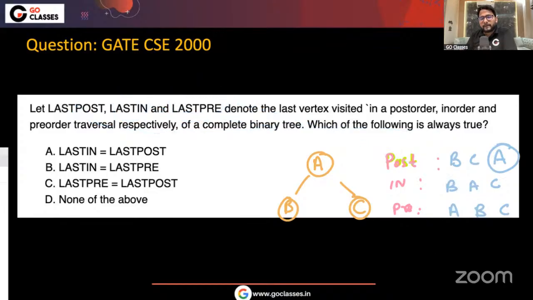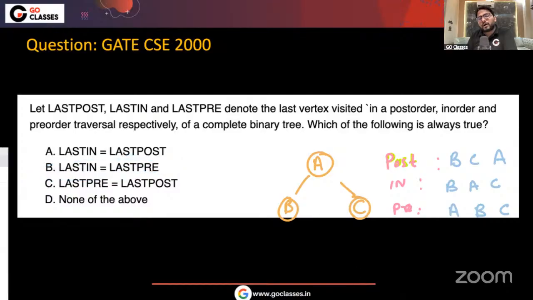Now they are saying, which of the following is true? See, it seems like last in and last pre are the same, right? Last post is not the same. So A and C are not correct. Maybe B is correct.